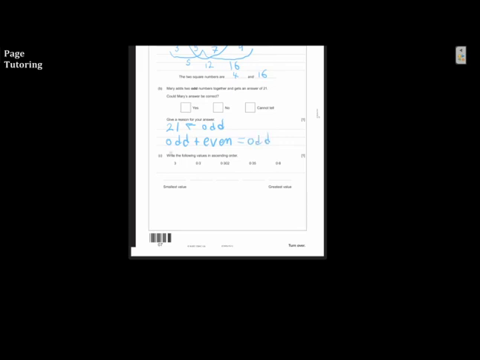Because we know that an even plus an even and an odd plus an odd equal an even number. So there's no way that she can add 2 odd numbers to then get another odd number. That's just not how it works. So could Mary's answer be correct? No. So moving on to 5, part C.